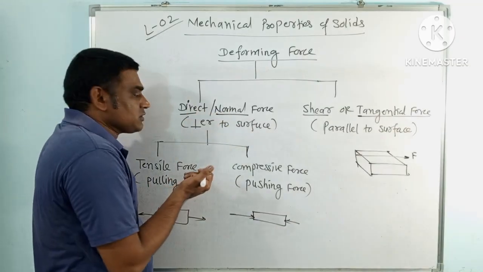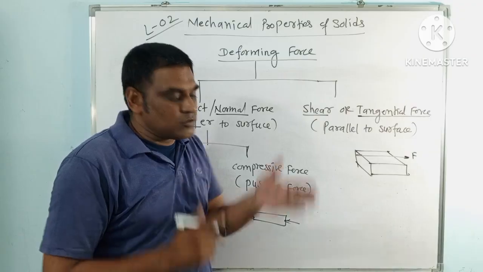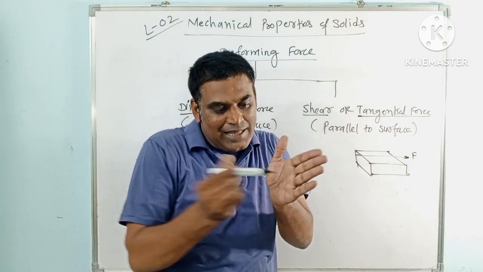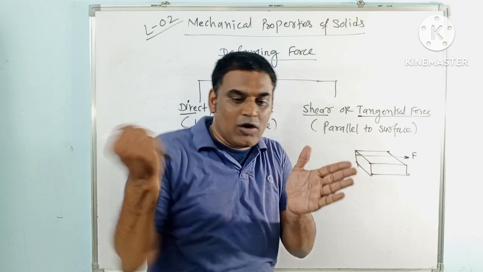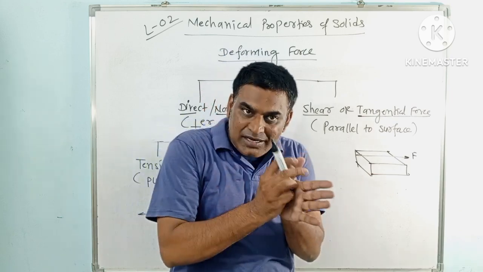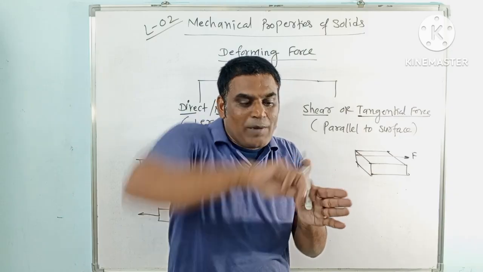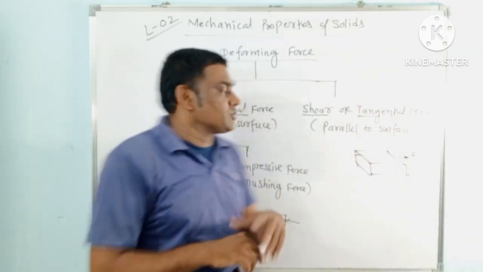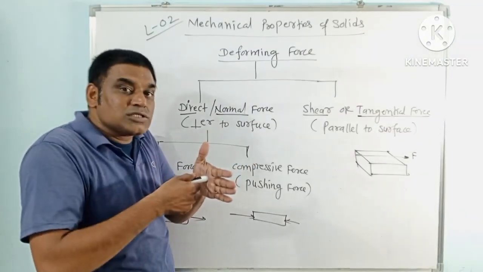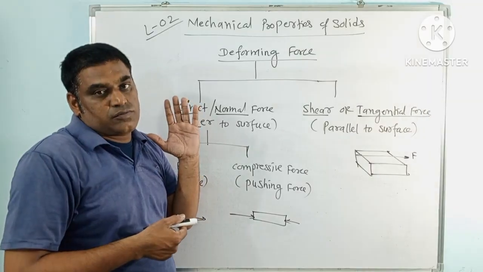Which is the normal force? The force which is perpendicular to the surface. Like this it should act, like this or like this, no problem. But it should be perpendicular to the surface. If it is inclined, we have to resolve it in two directions: one perpendicular, and two, the parallel force or tangential force. Perpendicular force is called direct or normal force.